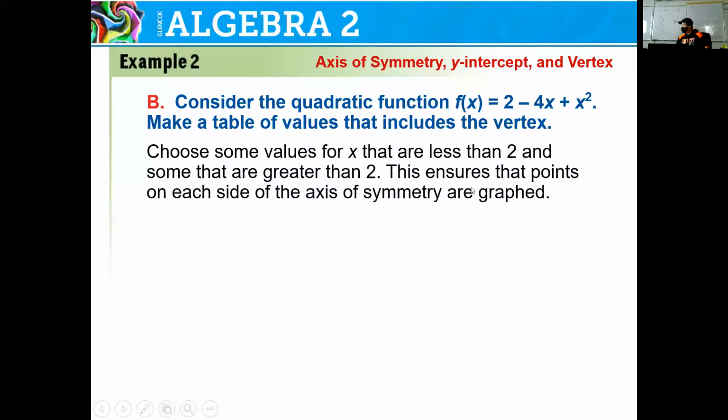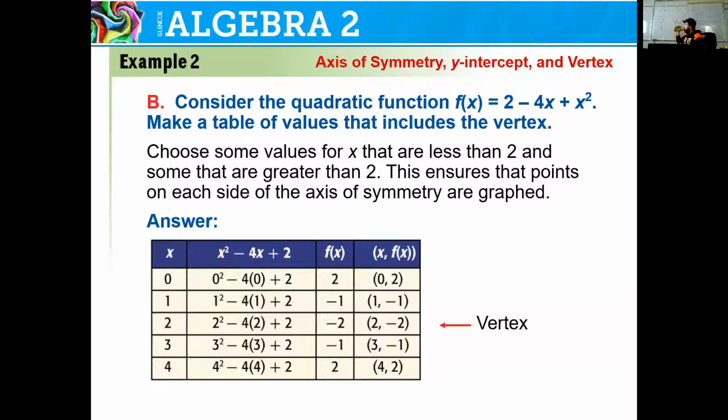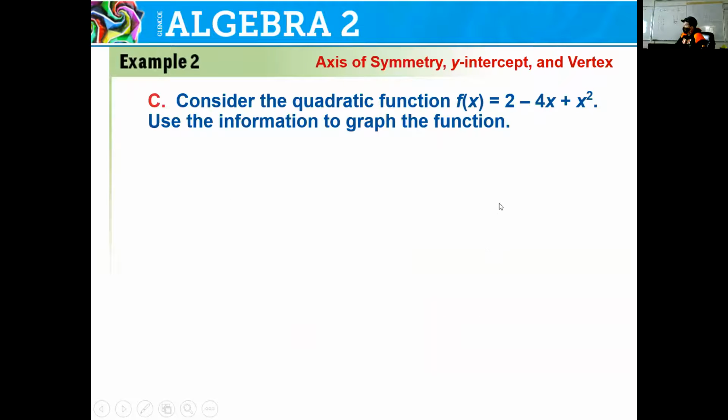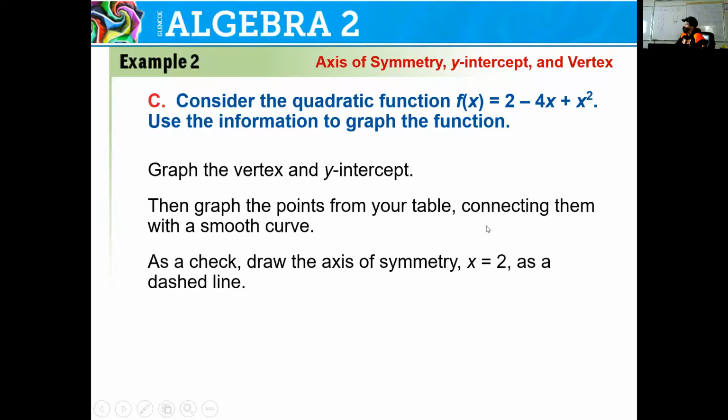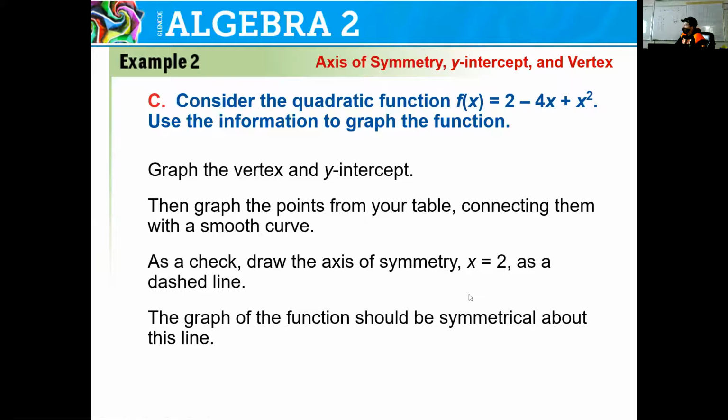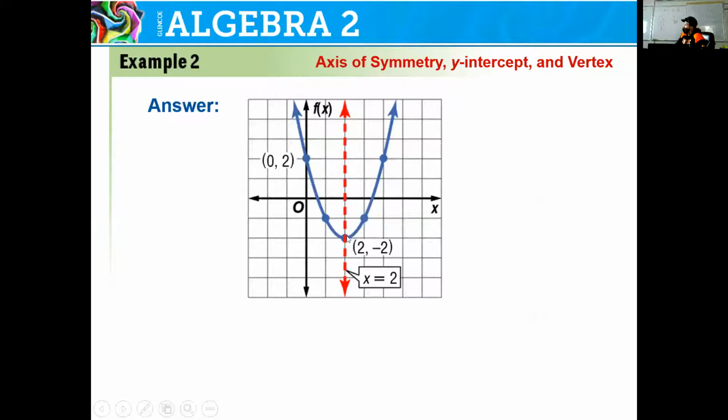So choose values of x that are less than 2 and some that are greater than 2. That's because that's where our vertex is. And you can see our y values. So 0 is 2, 1 is negative 1, 2 is negative 2, 3 is negative 1, 4 is 2. Okay, it's the same function. So that's just the steps to graph it, which we've already built the table for. So you can see that's what the graph looks like.